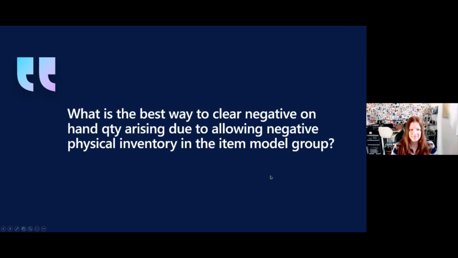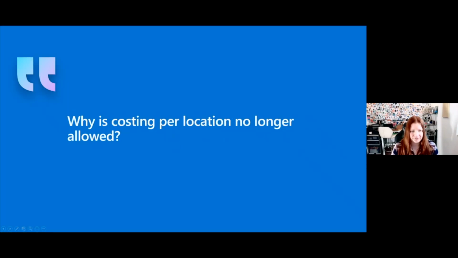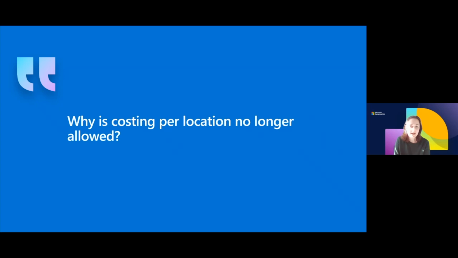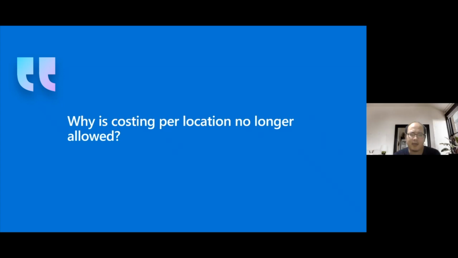Thanks, Rachel. Our next question is, why is costing per location no longer allowed? Ben, can you answer this question? Yes. Actually, the ability to track the financial inventory to the location level was deprecated from Dynamics 2012. The reason behind it is that tracking inventory to the location level would cause issues with the financial inventory and provide inaccurate information on the true cost.